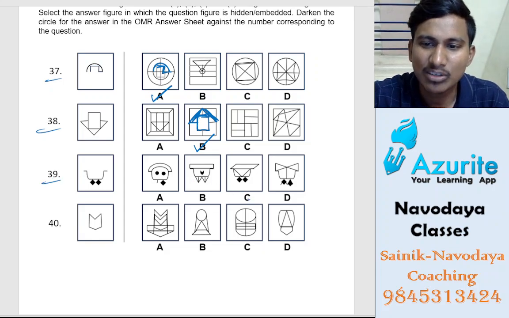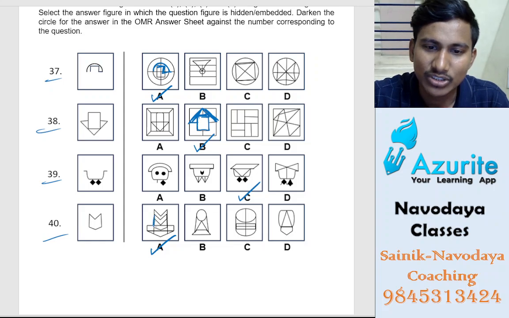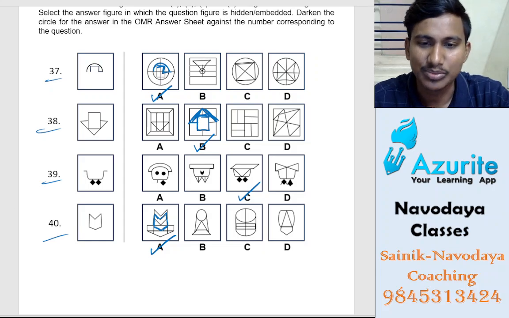And 39 is option C directly. And 40, it is in option A here, right? If you see here, you can easily get that. So here it is option B. Yes, option B is the answer here. Sorry, option A is the answer. So that is there in option A.